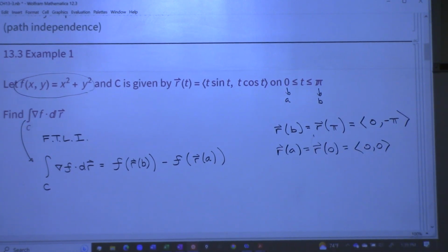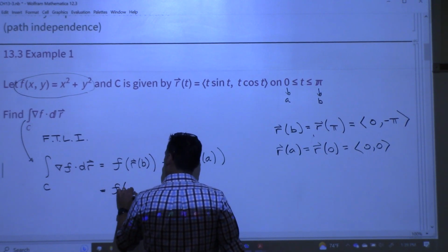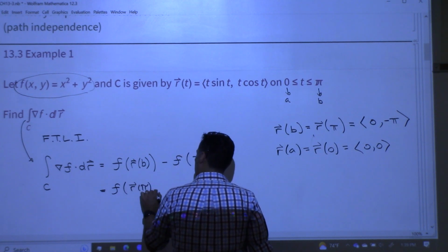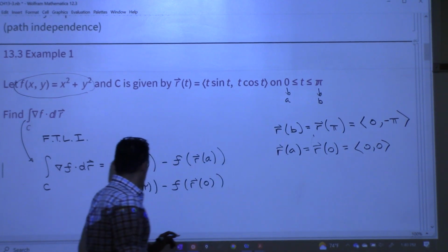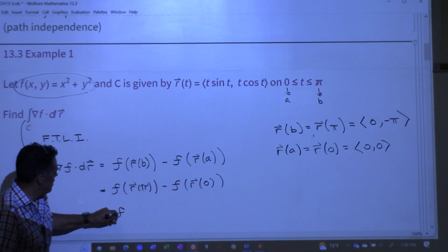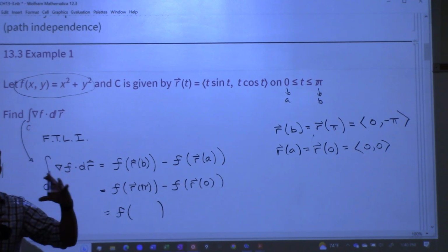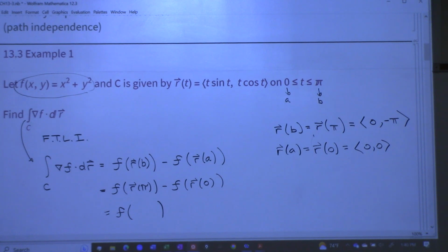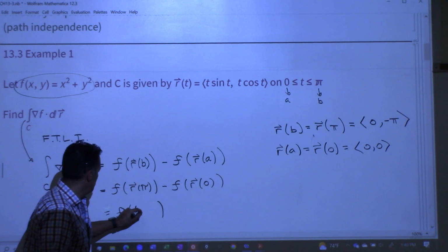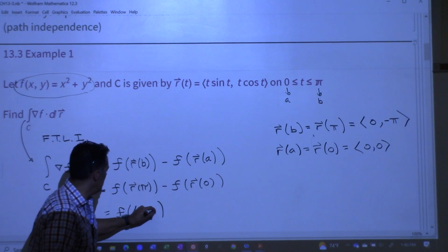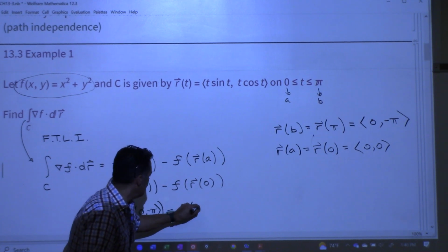Okay. All right. So now let's go over here. This is f of r of pi minus f of r of 0. And then this becomes f, the scalar function evaluated at a vector. And this is what I talked to you about in the past. The notation's weird. It doesn't seem like you should be able to plug a vector into the scalar function, but it's pretty straightforward. You see, I'm plugging that vector into the scalar function. And then over there, I'm plugging in the vector 0, 0.